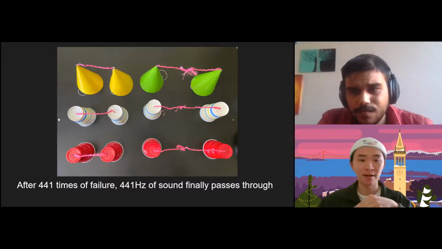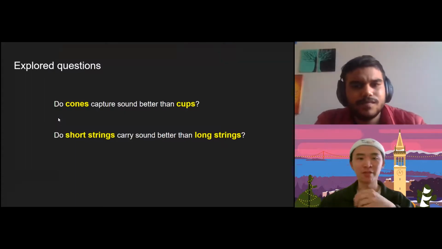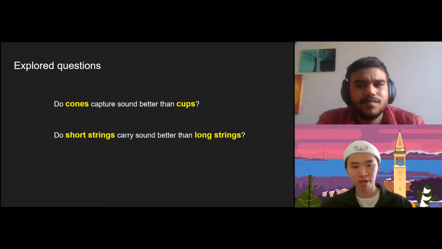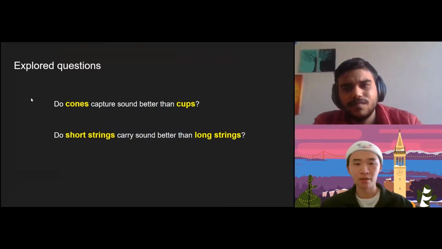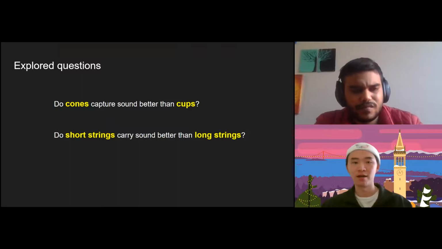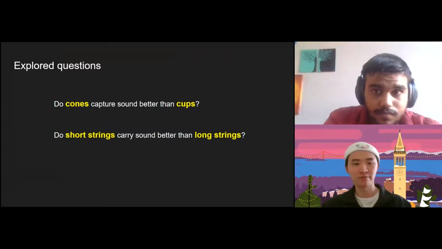We're trying to figure out: does the shape of the cup matter, and does the length of string matter? With the great help of YouTube, we were able to find tutorials for using Python to convert an audio file into a sound wave graph.